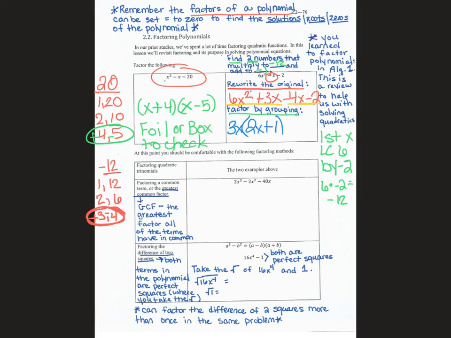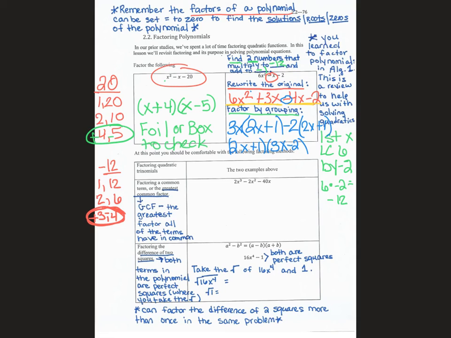Close my parentheses. My greatest common factor between negative 4x and negative 2, if there's a negative sign right here, it's always part of my greatest common factor. So negative 2. Negative 4x divided by negative 2 would be positive 2x. Negative 2 divided by negative 2 would be positive 1. So one of my factors is 2x plus 1. And the other factor is 3x minus 2. So those are two different ways that we can factor polynomials.